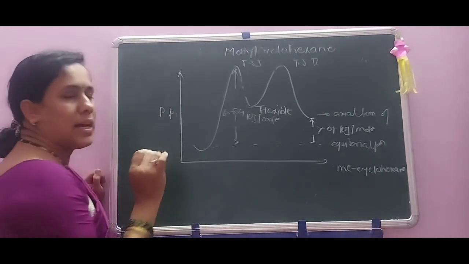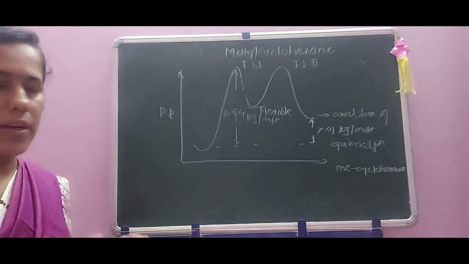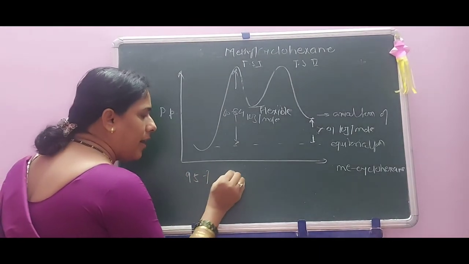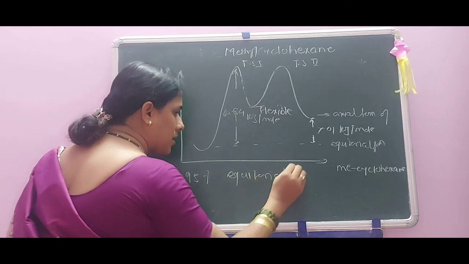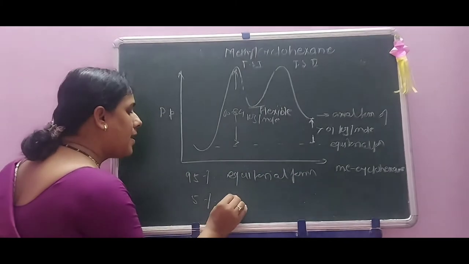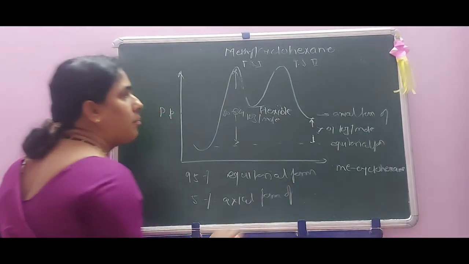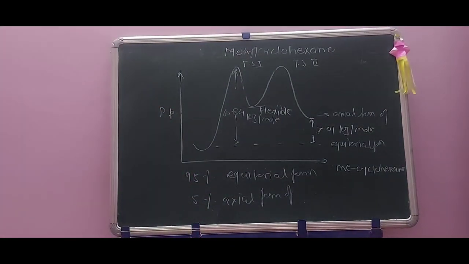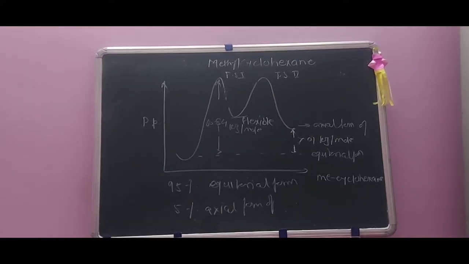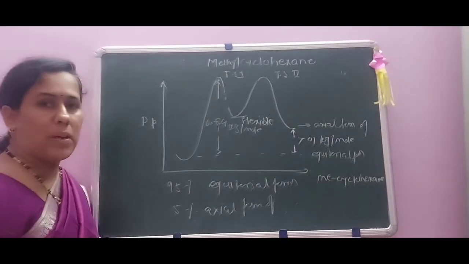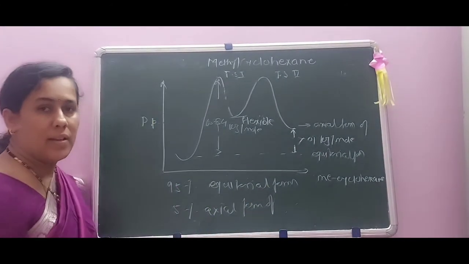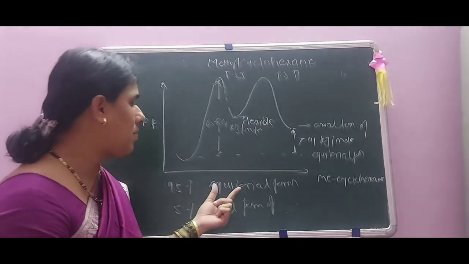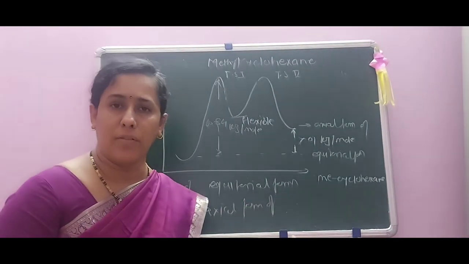Therefore, the methylcyclohexane chair and boat forms cannot be isolated, as they are interchangeable or interconvertible to each other. About 95% of the equatorial form is stable, and about 5% of the axial form of methylcyclohexane exists. Thus, about 95% of the equatorial form of methylcyclohexane will be stable, and 5% of the axial form is stable. Therefore, the most stable form of methylcyclohexane is the equatorial form.